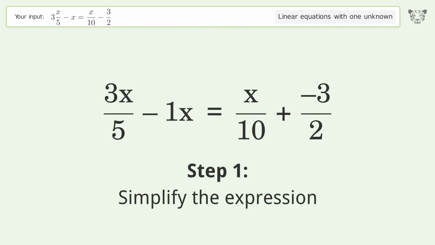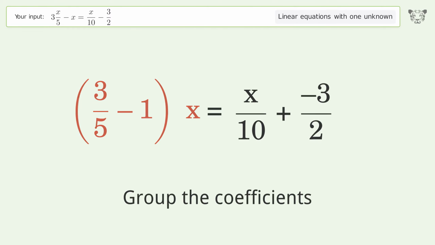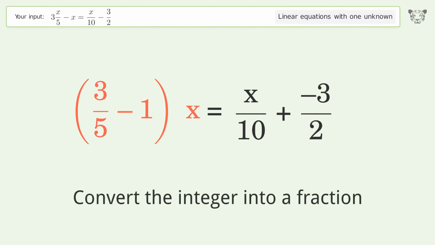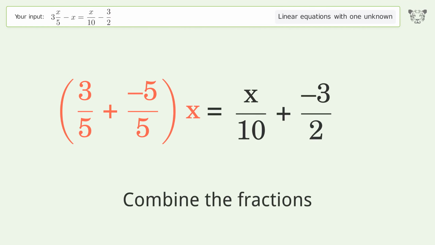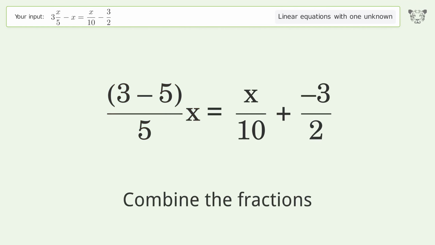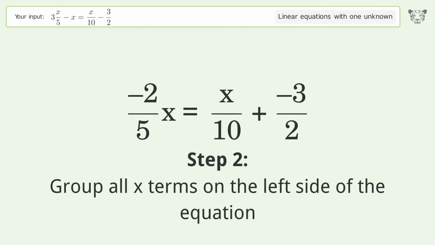Simplify the expression. Group the coefficients. Convert the integer into a fraction. Combine the fractions. Combine the numerators. Group all x terms on the left side of the equation.